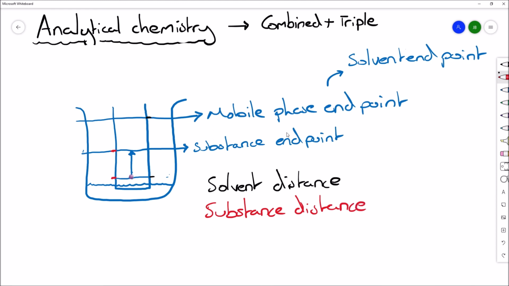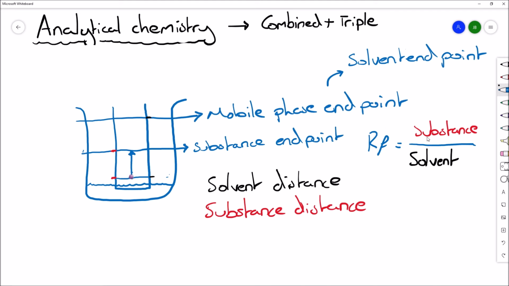Therefore, we can get what we call an RF value. So the RF, sorry, that should be a capital R. The RF value is equal to the substance distance divided by the solvent distance. So we take this number, the substance distance, and we put it on top. We take the solvent distance and we put it on the bottom.